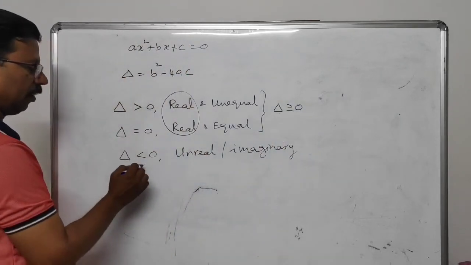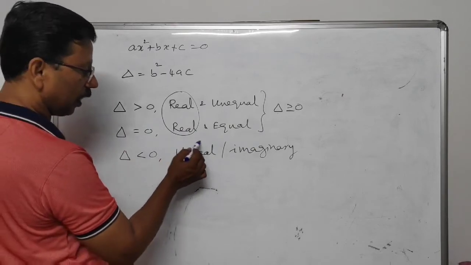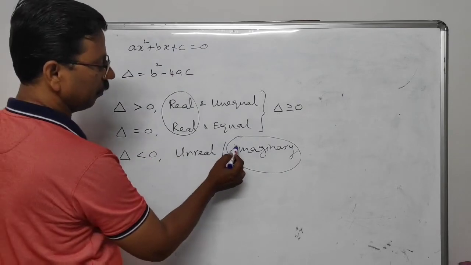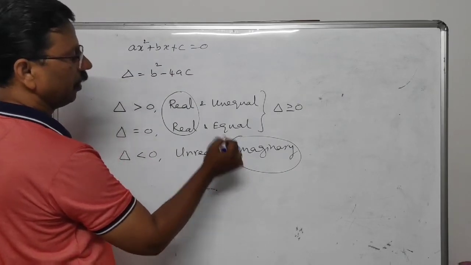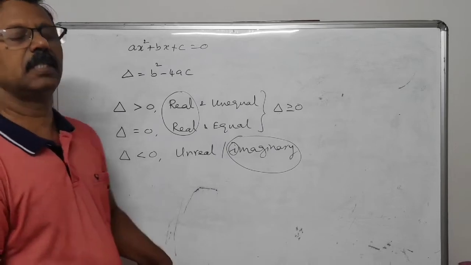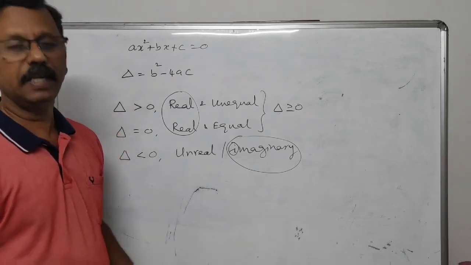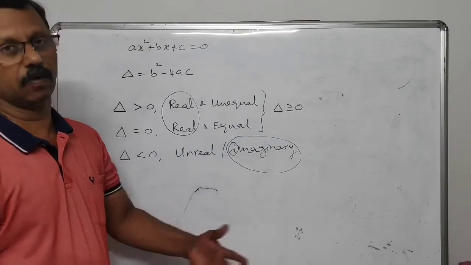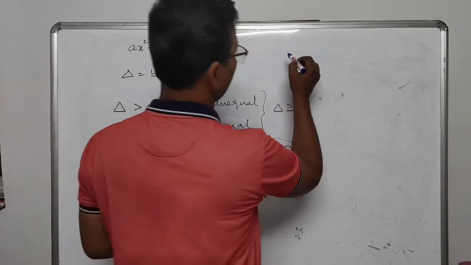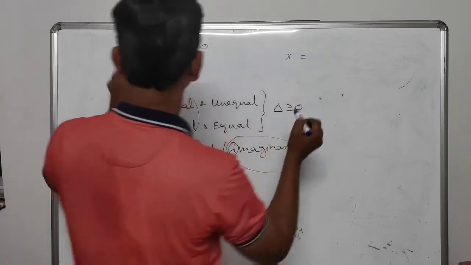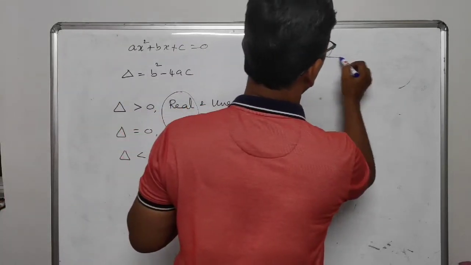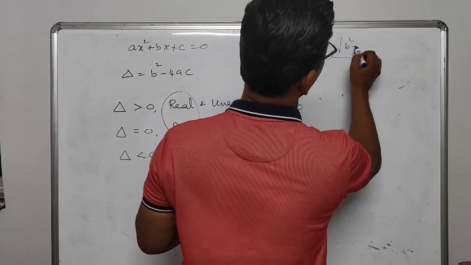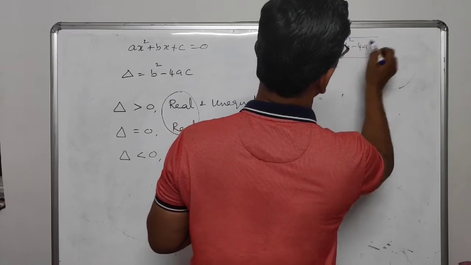If the delta value is less than 0, we can say the roots are unreal, or we can call them imaginary. Now the first letter of the word imaginary, i, we are considering as the imaginary unit for finding the imaginary number, for the square root of negative numbers. For that, see, already we have taken the formula. How do you find the roots of this equation? x equals minus b plus or minus root of b square minus 4ac by 2a.